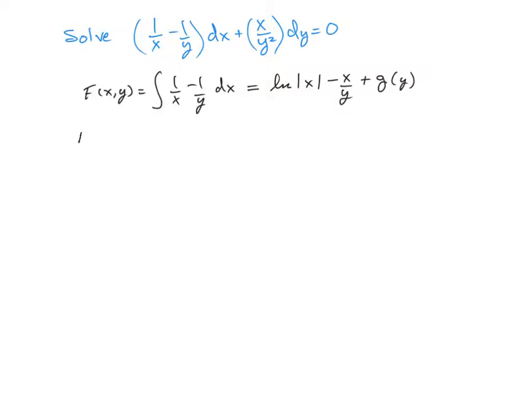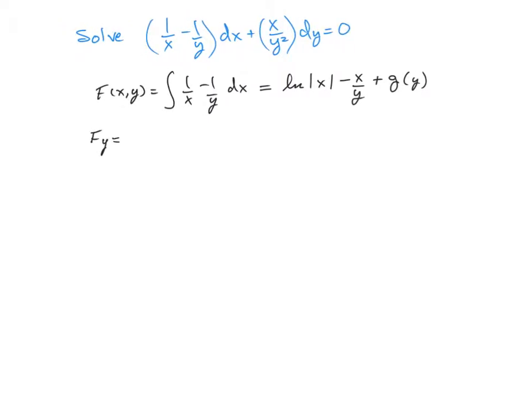So if we take the partial of f with respect to y for what we just had, the natural log of x disappears, and we're going to have a positive x over y squared plus g prime of y. And again, we always set that equal to the other coefficient, which up there is x over y squared. And again, as we said in the other video for the other problem, you're always going to see these x terms, sometimes called the cross terms, always matching and canceling out.